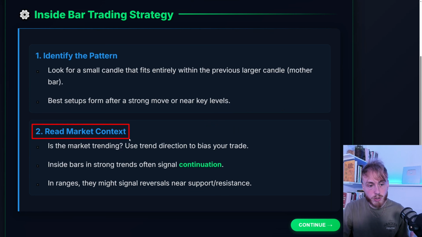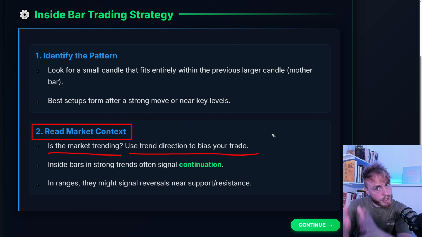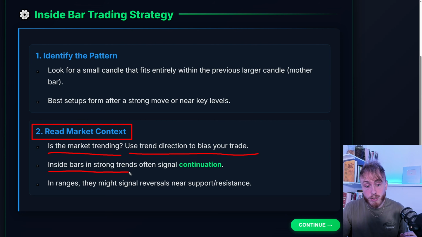The next step, step 2, is very important. We need to read the market context. So are we in a trending market? You really want to use the direction of the current market as your bias when you trade, because inside bars in strong trends often signal continuations. And as I said, you can use them in ranges as well, but I definitely prefer to use them in trending markets. But if you find them in ranges, for example, at or very near a support or resistance level, they can still be useful.